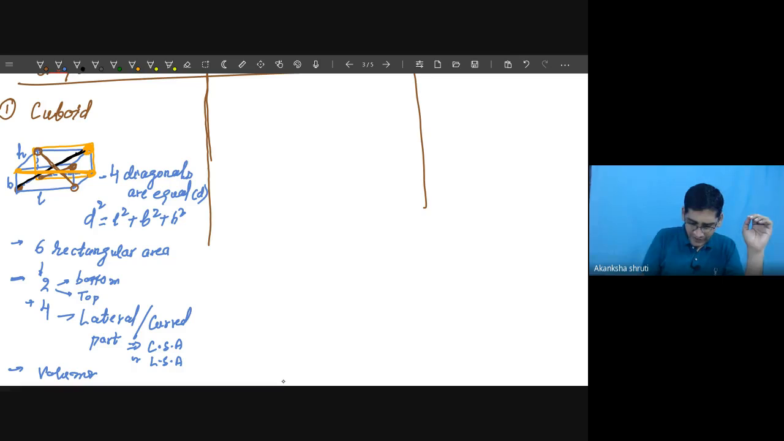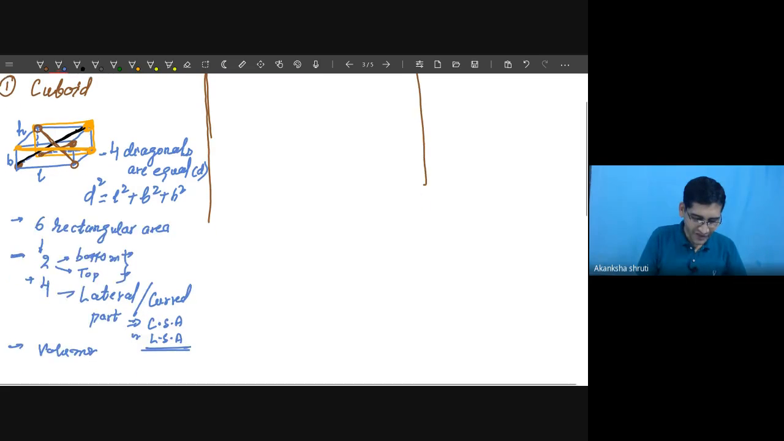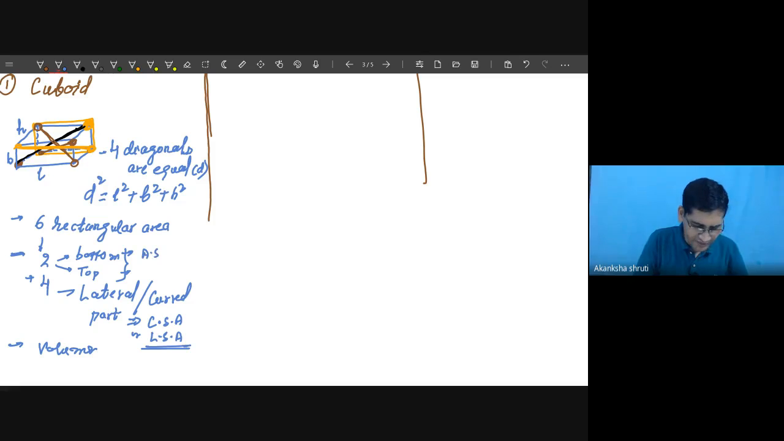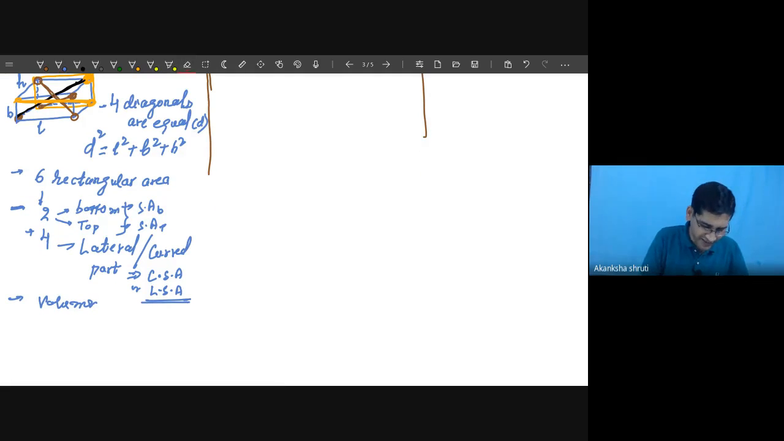Adding this lateral surface area with the surface area of the bottom and top, we can get the total surface area. So it also has some surface area of the top, surface area of the bottom. So if you are adding all these 6, you will get the total surface area. So we may write like this.